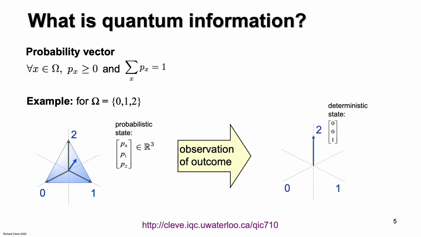If we observe the outcome, then we see a definite value. It's no longer a probability distribution. An equivalent way of saying this is that the state becomes a special probability distribution where one of the probabilities is 1 and all the other probabilities are 0. Okay, that's what classical information is like in a nutshell.